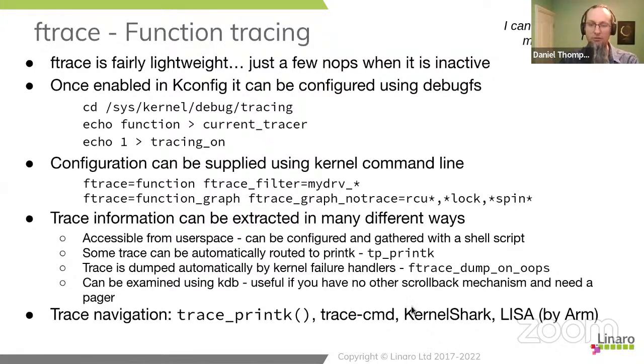Kernel Shark is really useful. Kernel Shark is a GUI that allows you to try and spot patterns within the trace by visualizing it. And then Lisa is a toolkit that is used by ARM mostly for scheduler development and testing. But it includes a lot of modules that allow you to deeply analyze tracing.